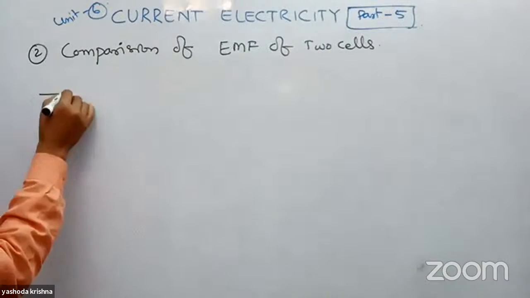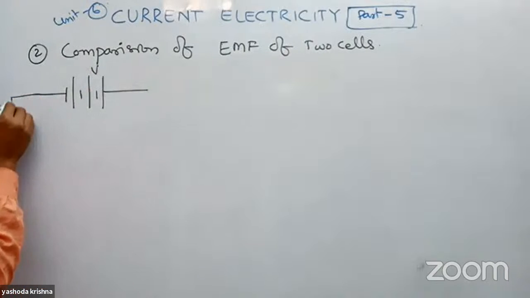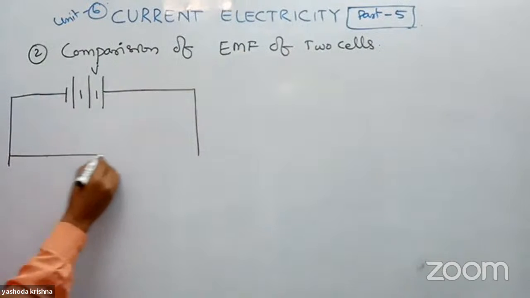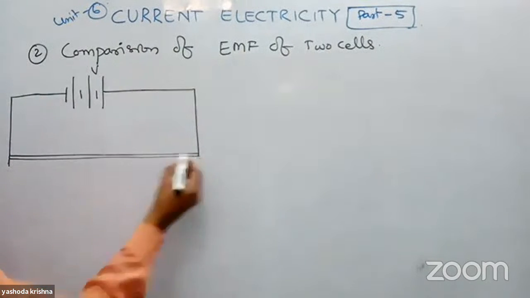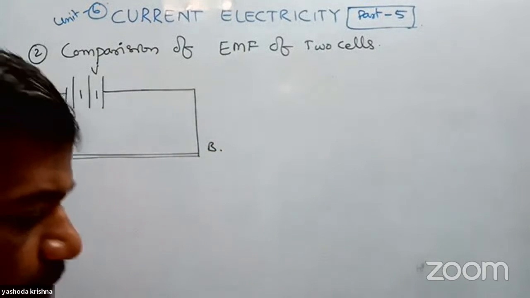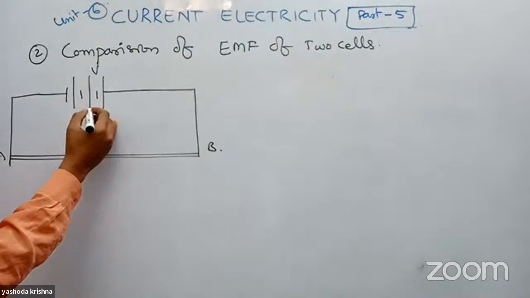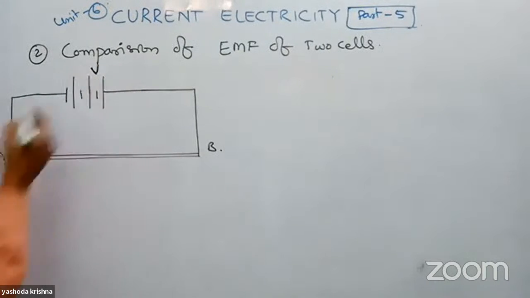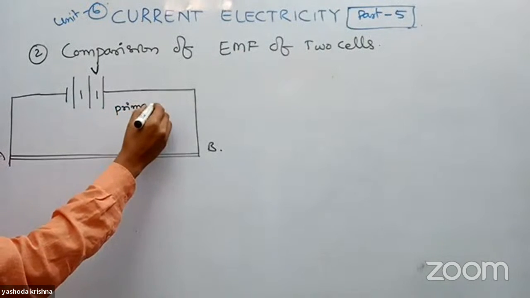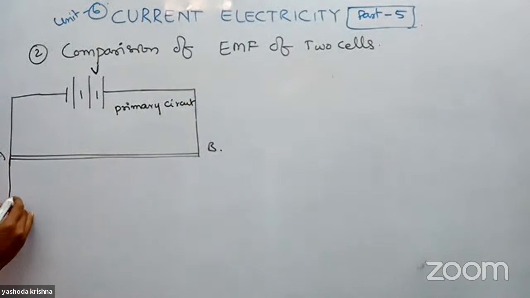Here, this is the total potentiometer block diagram. This is the potentiometer wire. The battery V is there. This total is the primary circuit.